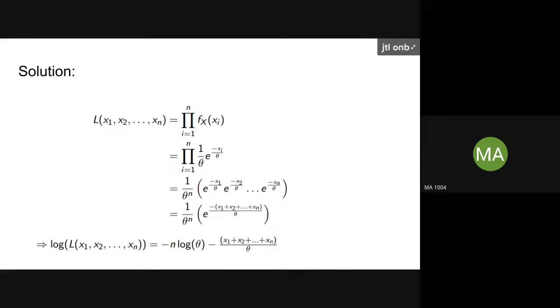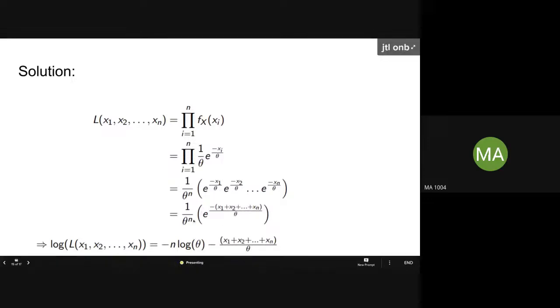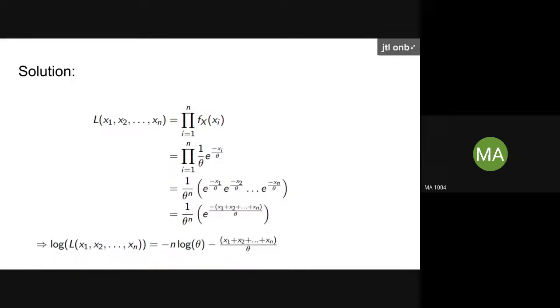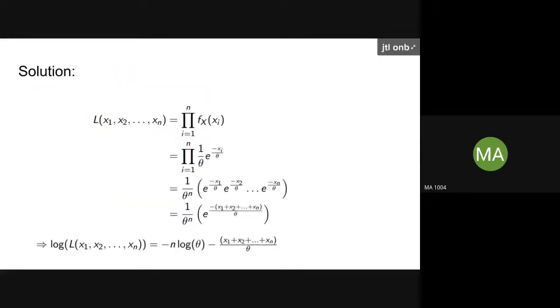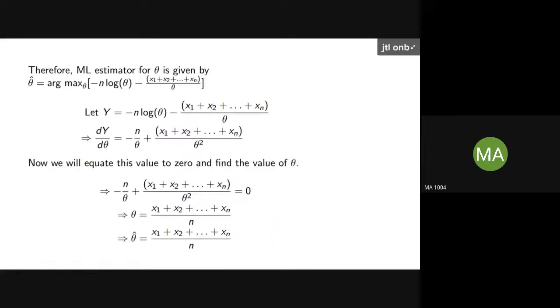That will simply be whatever the power is, so minus (x1 plus x2 to xn) divided by theta, and there is also 1 divided by theta power n. If I take log, it will be minus log theta power n. So n comes out of the log, and it will be minus n log theta. Now I have just taken log, and I have to differentiate this particular function.